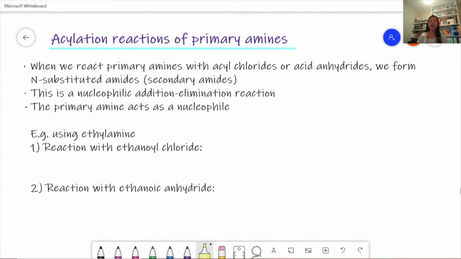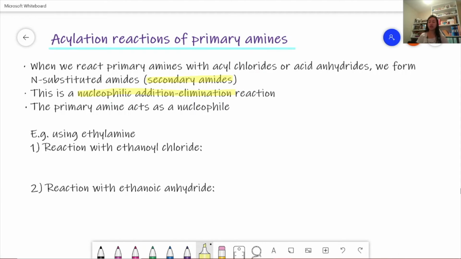Now we're going to look at acylation reactions of primary amines. So we've actually already seen this reaction before in the acylation chapter, but I'm just going to quickly revisit it. So when we react primary amines with acyl chlorides or acid anhydrides, we form secondary amides, or N-substituted amides. And this is a nucleophilic addition-elimination reaction because the attacking group is the primary amine, because we have the lone pair of electrons on the nitrogen, which can be donated to the electron deficient carbon to form a covalent bond.